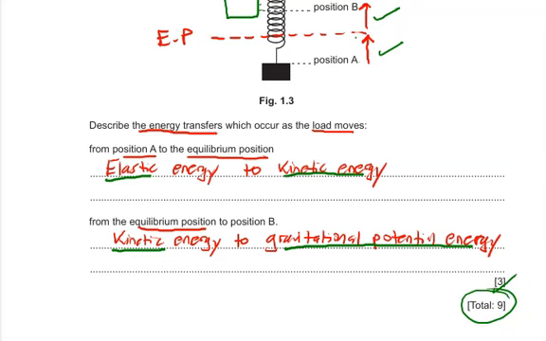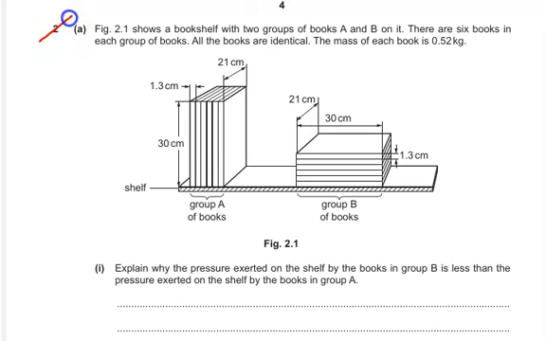first question. Okay, for the second question, figure 2.1 shows a bookshelf with two groups of books A and B on it. Okay, there are 6 books in each group of books. All books are identical. The mass of each book is 0.52 kg. Okay, this is group A and this is group B.